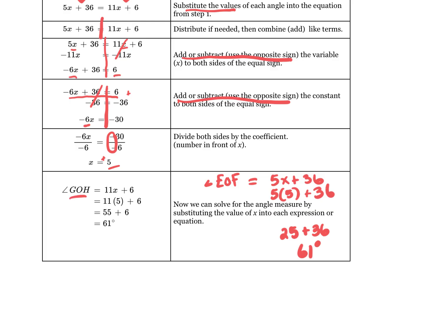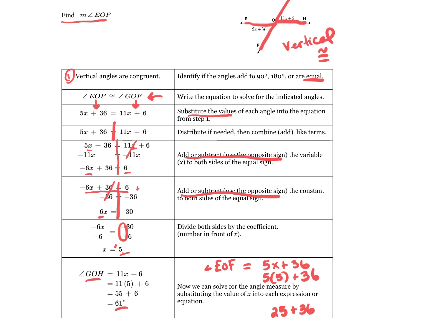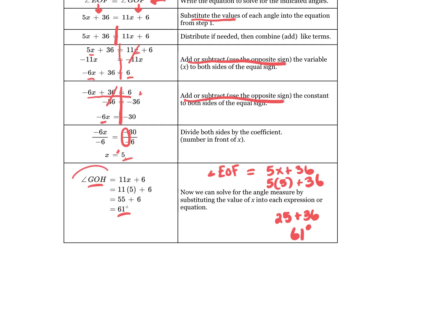Now you'll notice here, GOH, I plugged in also the same value for x, my 5. And you'll notice I also get 61. My apologies. I get 61. Why is that? Well, they're supposed to be equal. They're vertical. So even though I used the expression for angle GOH instead of EOF, it doesn't matter because vertical angles are congruent. So they always have that same measurement. Okay, let's try the next one.